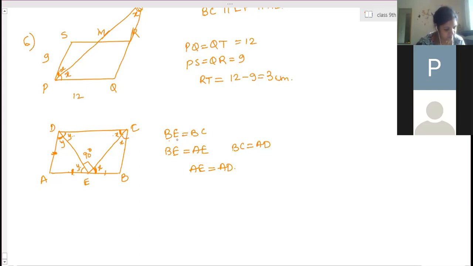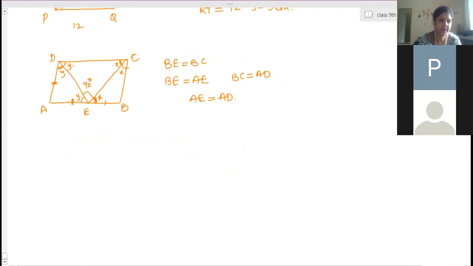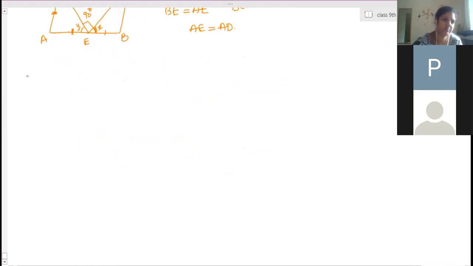Any other? The fourth question I told not to solve it. I will solve it. 10C, fourth question.